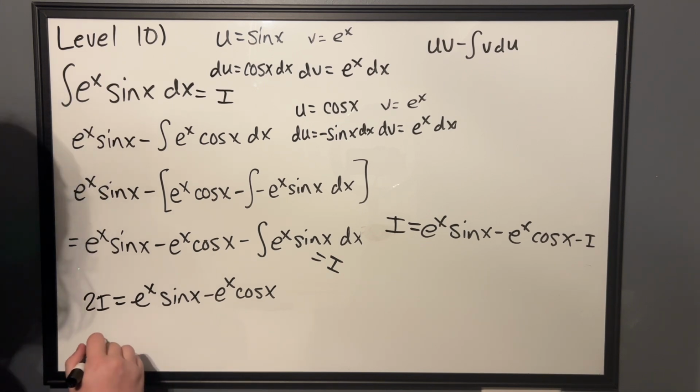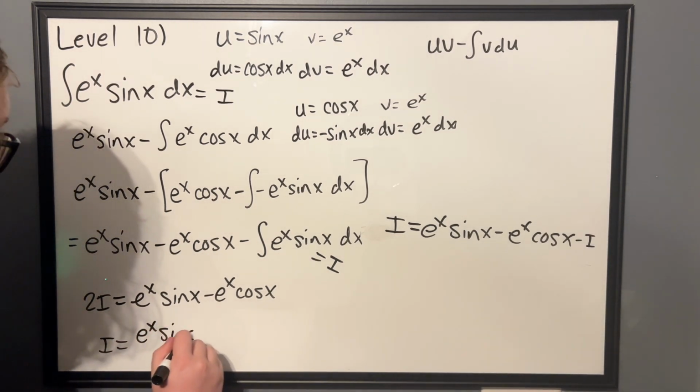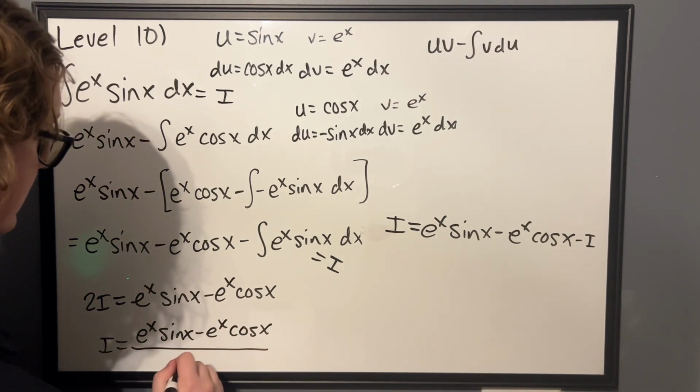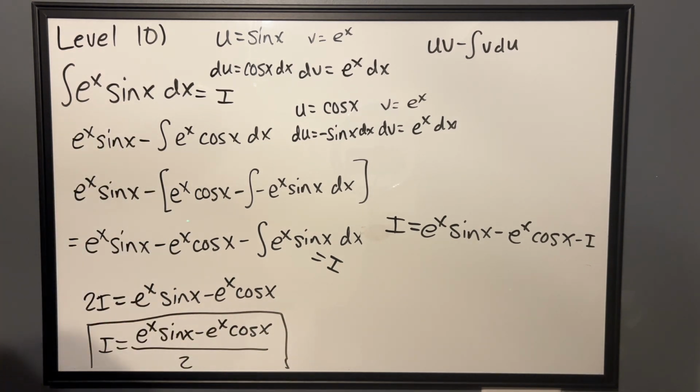So that tells us that I is equal to e to the x sine x minus e to the x cosine x, and all of that is over 2. And that will be how we find our antiderivative there.